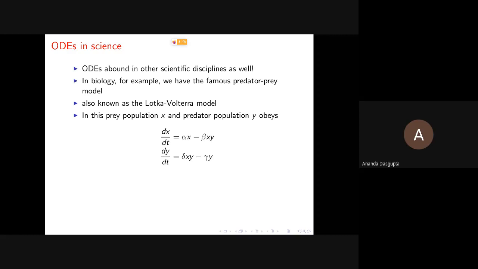Well, the more the wolves get to eat, the more they grow. So that's why you have a delta xy term. Well, the wolf population by itself would die out because without anything else to feed them, they will simply not have enough to eat and die, and that's why you have a minus gamma y term. But this is a nonlinear set of equations, basically because of the presence of the xy term, and that gives rise to a lot of interesting features.